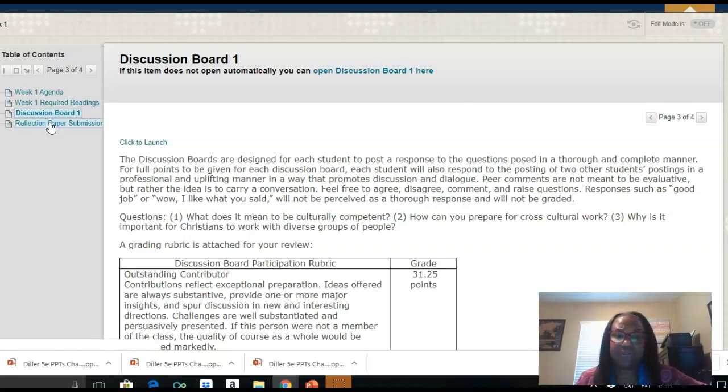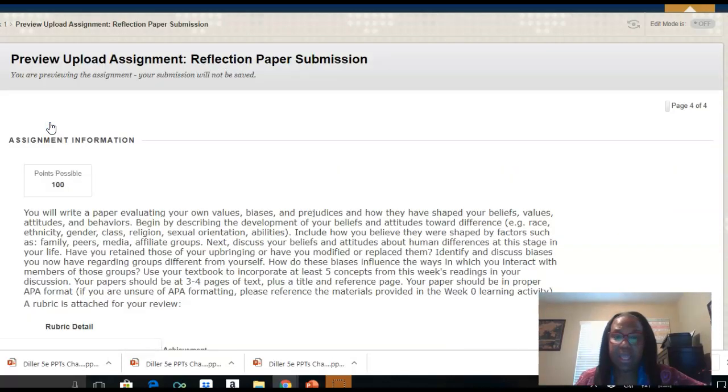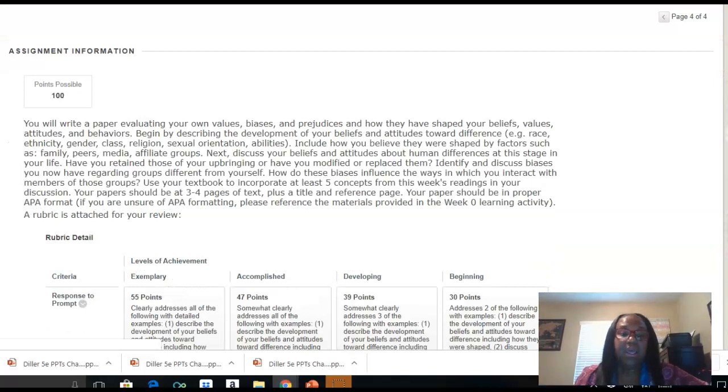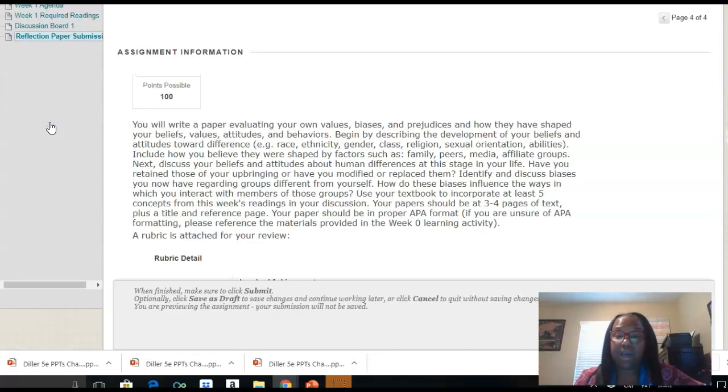In addition, you will have to do a reflection paper, and in that reflection paper, you will be writing and evaluating your own values, biases, and prejudices, and how they have shaped your beliefs, values, attitudes, and behaviors. Begin by describing the development of your beliefs and attitudes towards differences in regards to race, ethnicity, gender, class, religion, sexual orientation, and your abilities.